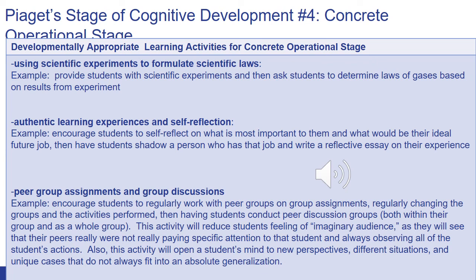Another type of activity could be peer group assignments and group discussions. Since students need more and more interaction to break down those social barriers and to not be worried about their egocentrism, that they're the only ones, having small group discussions in which they later share out with the whole class helps accustom students to the idea that people really aren't looking and analyzing every single thing they're doing, and that it's okay to make mistakes.